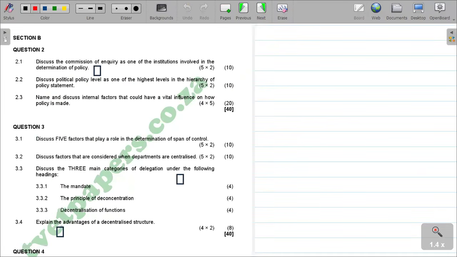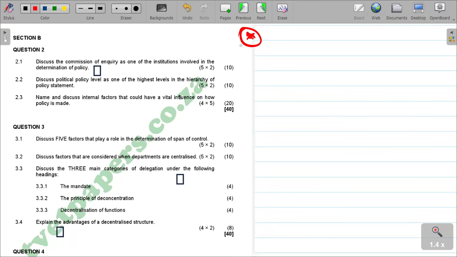Question two, which is actually one of the areas that we need to look at. And I always encourage you students that you should be able to understand the question before answering. So we are saying section B, discuss the Commission of Inquiry as one of the institutions involved in policy determination.